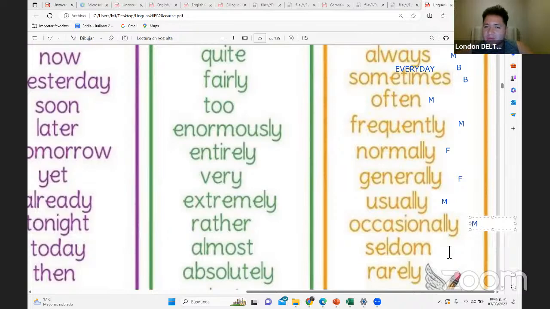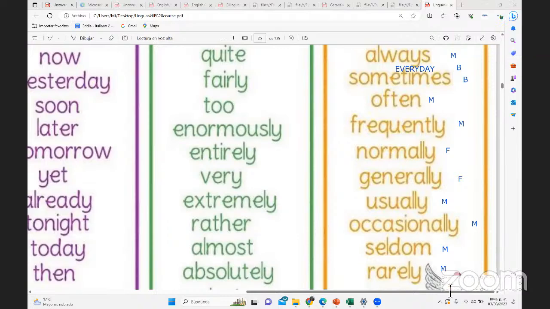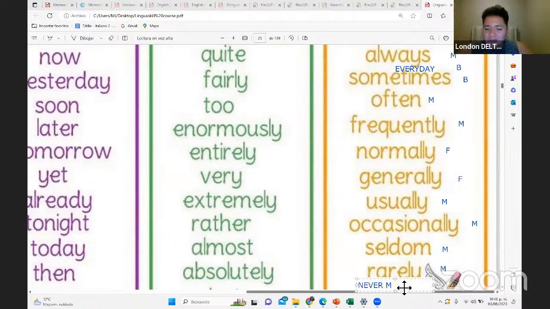Seldom es como muy rara vez más bien. Seldom always goes in the middle. And rarely, raramente, is in the middle. And never, que bueno, lo dejamos aquí hasta abajo. También va en medio. Never, middle. Yes, okay. So maybe you want to write this down or take a picture.